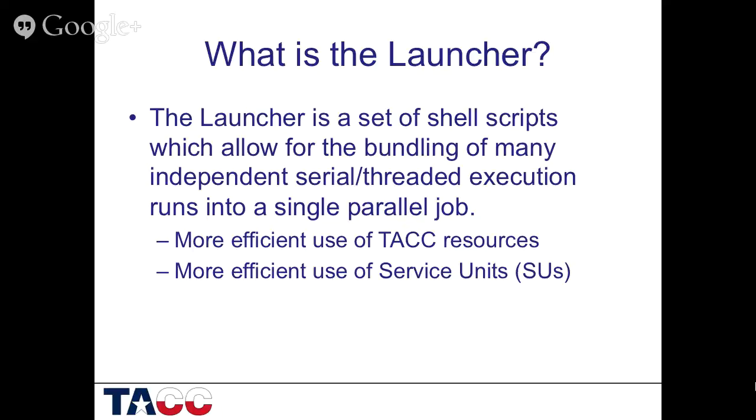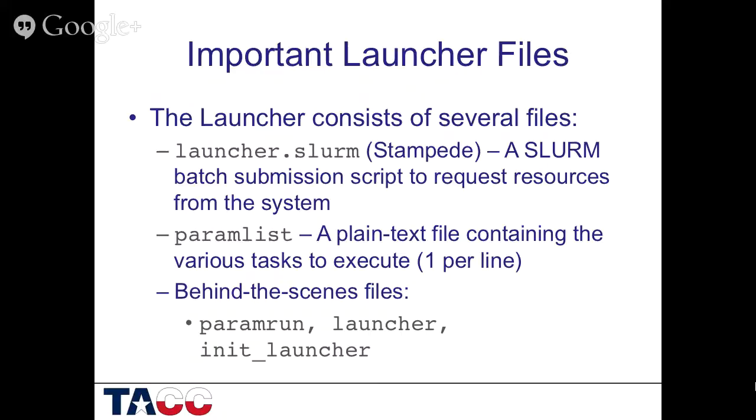So that launcher is several different files. The launcher.slurm on Stampede is the slurm batch submission script. You just need to make a couple of edits to that to make it work. The parameter list is a plain text file that just contains all of the tasks that you want to execute. You just put one per line. So again, say I have a single code and I have maybe 8 input files. I can say just code input file 1, code input file 2. And what the launcher will do is behind the scenes, it'll log into that compute node for you and start executing all of those jobs in parallel.